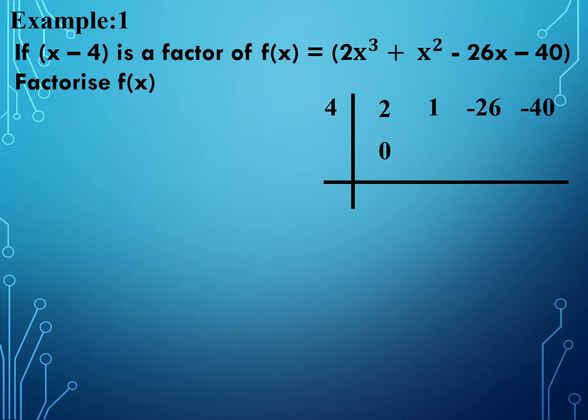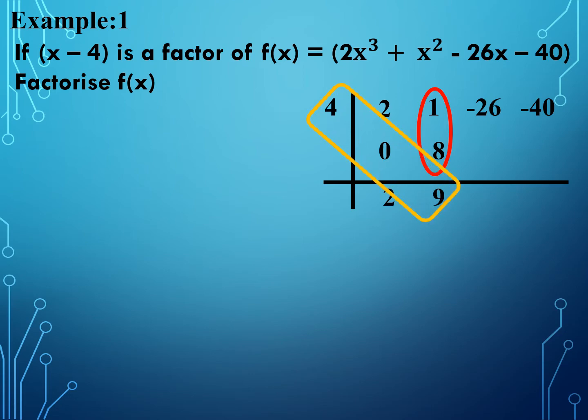So always put a 0 under the first digit, whatever you got. Here 2 is the first digit, so we will place 0 under that. Now add vertically. So 2 plus 0 is 2. Now multiply this 2 with 4. 4 2s are 8 and place it under the second digit. That is here. Now again add vertically. 1 plus 8 is 9.